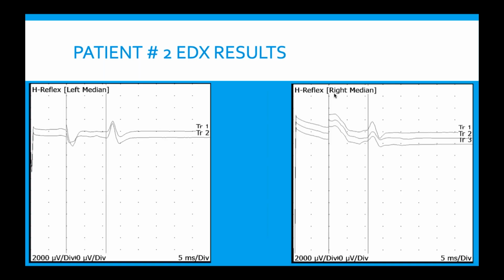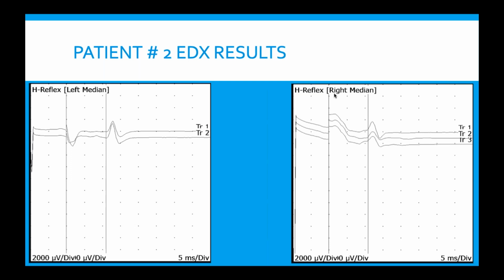The late responses, again, of the H-reflex can be a little bit challenging to get an accurate study. The median nerve H-reflex is one of the more challenging late responses to perform. But this was a younger patient, so it was a little bit easier on him. We can see that these were done with very low levels of stimulation intensity.